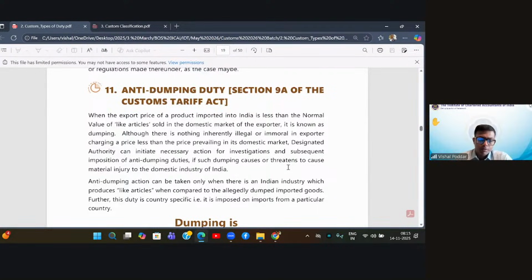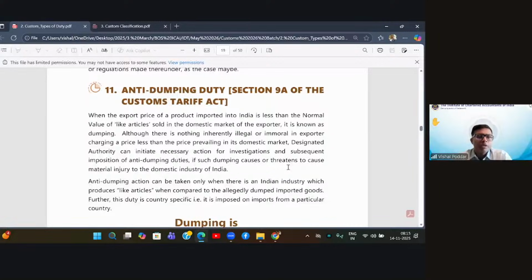Next, anti-dumping duty. Now we just saw countervailing duty for subsidized article in which the foreign country government has given some benefit or reduction in the form of subsidy so that the prices of these goods when exported to India will be reduced. Similar to that, many times the foreign exporter himself resorts to a not so good business practice called dumping. What is dumping?